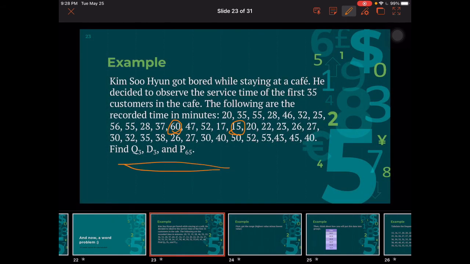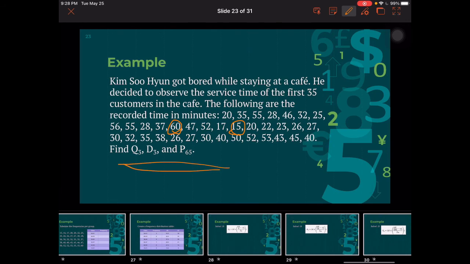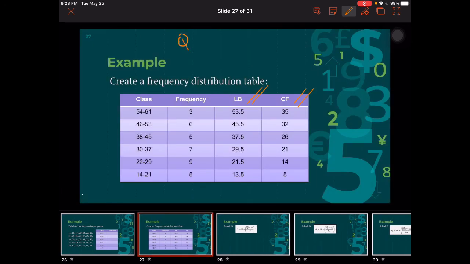Balikan lang natin yung problem. We are looking for Q3, D3, and P65. So, Q3, D3, at saka P65. So, syempre, hahanapin muna natin ng positions for this. So, our N is 35. Our i is 8. Okay?